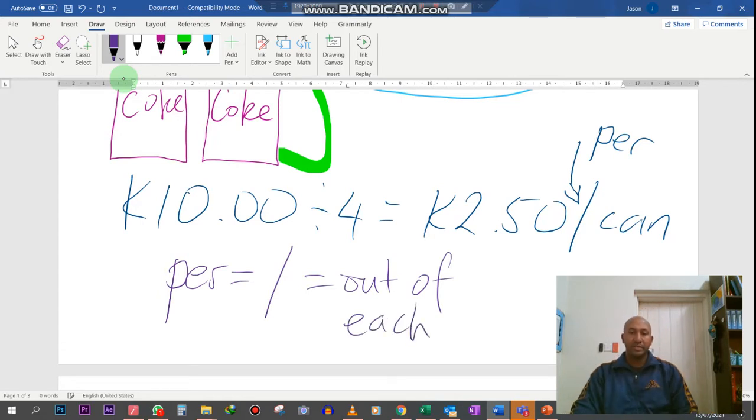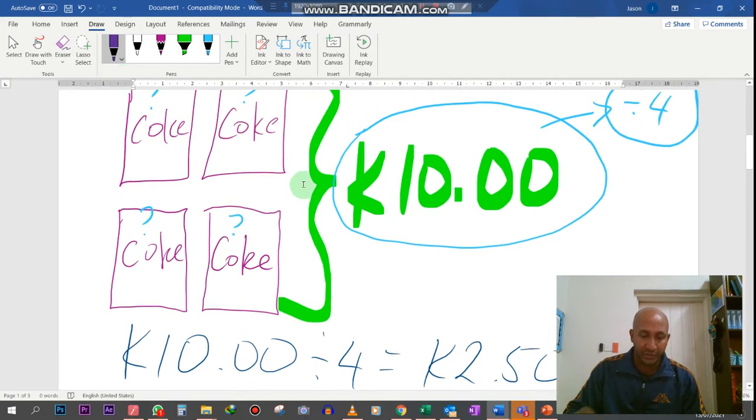So we're basically saying that each can is going to cost 2 kwacha 50. And because we know the 1, we can now find the anything.